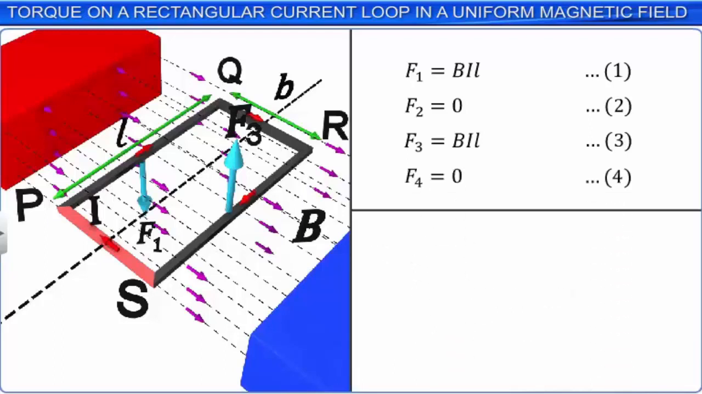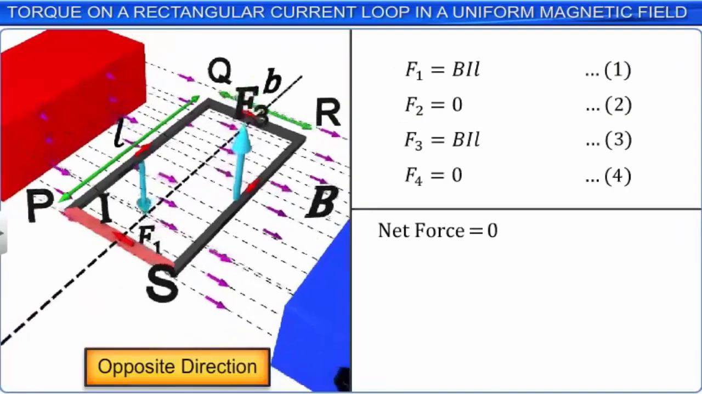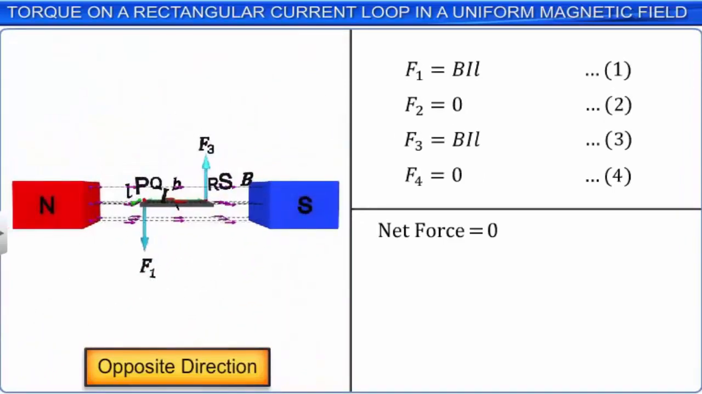We observe from the equations that the magnitudes of F1 and F3 are equal. As they act on the loop in opposite directions, they are unlike forces. Hence, the net force acting on the body is 0. As the two forces F1 and F3 are non-collinear and are separated by the perpendicular distance b, which is equal to the breadth of the rectangular loop, they result in turning the loop.